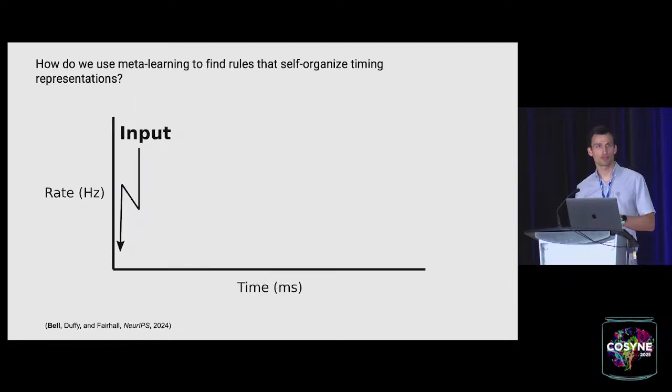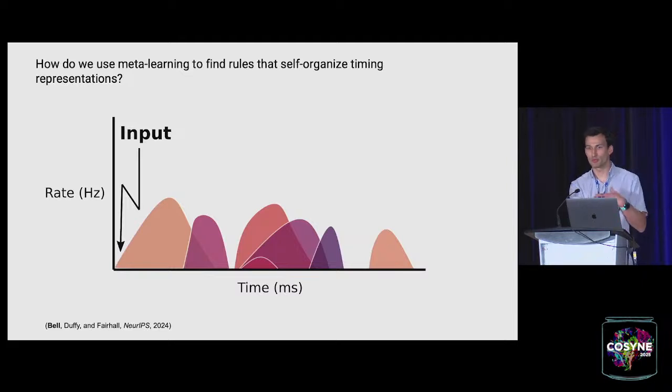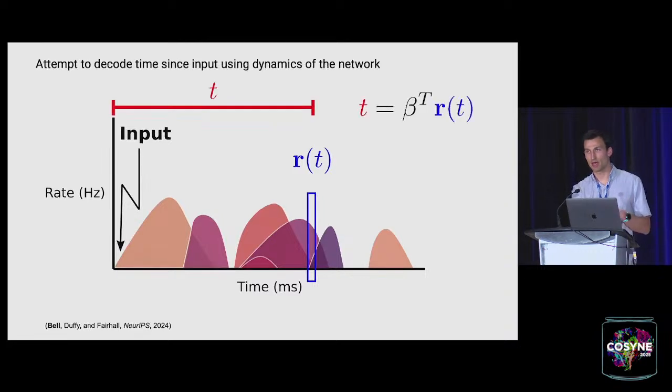So how do we use this process to learn timing representations? In the simulation phase of meta-learning, we provide a subset of the neurons in the network with a strong kick of excitation at time equals 0. The network will respond with some dynamics, and then we can grab the firing rates at random moments in time and attempt to decode how much time has elapsed since the stimulus was presented.